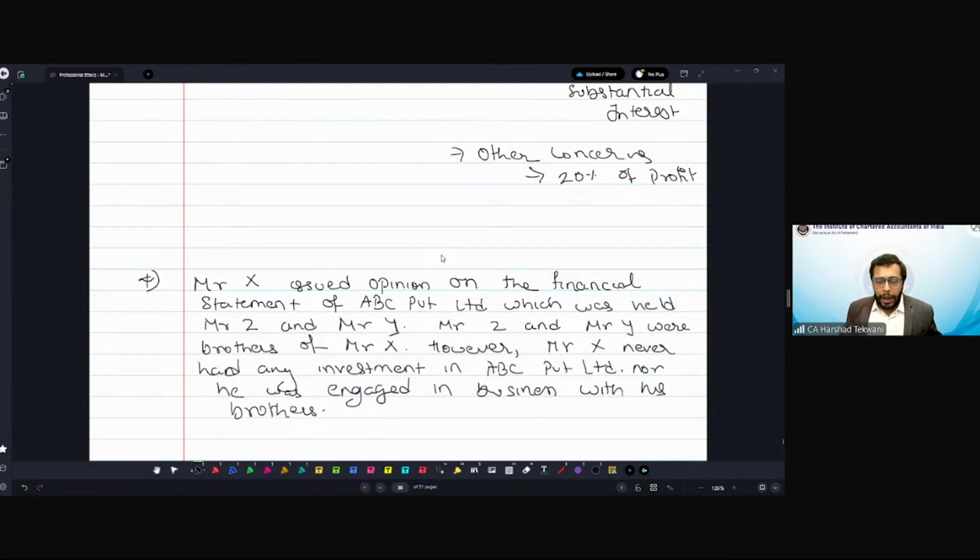Okay. Now tell me whether this particular clause will get attracted or not. So Mr. X issued opinion on ABC Private Limited. ABC Private Limited was held by Mr. Z and Y. Z and Y are the brothers of Mr. X. However, Mr. X never had any investment in ABC Private Limited, nor was he engaged in any business with his brothers.